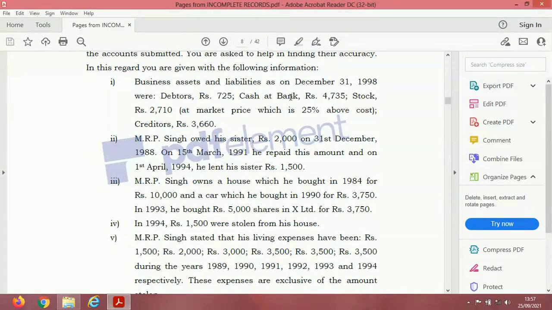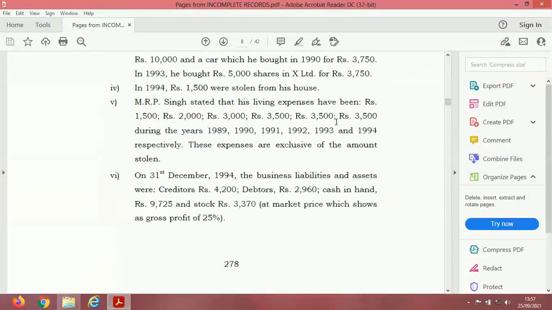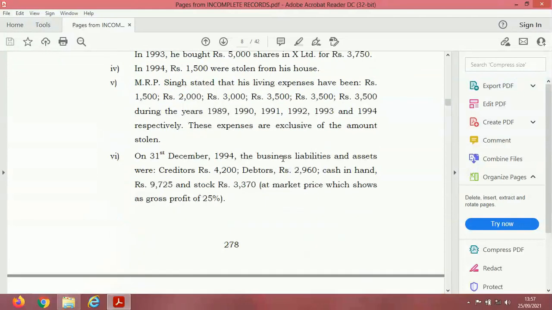You get your book, make a table, like we said, of 3 columns. Details, we begin with assets. Under assets, we have debtors 725. We go to cash at bank 4735. We go to stock 2710. They're saying at market price, which is 25% above cost. You get what it here? They're saying 2710.